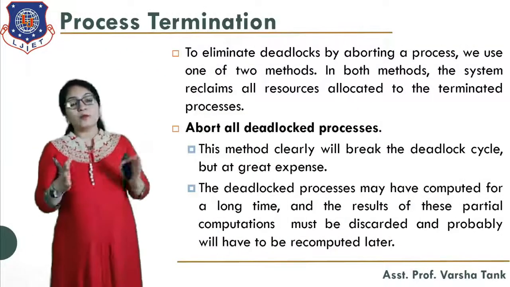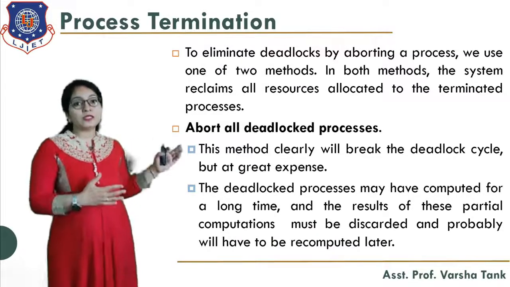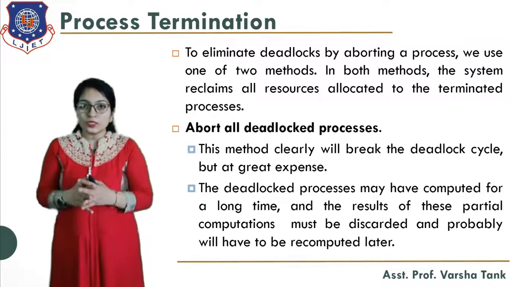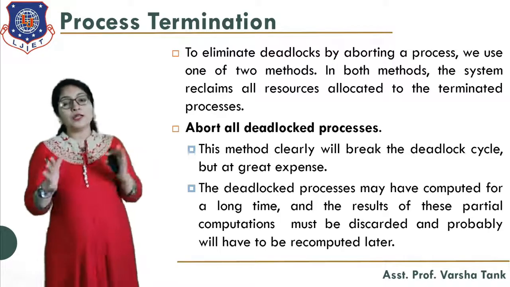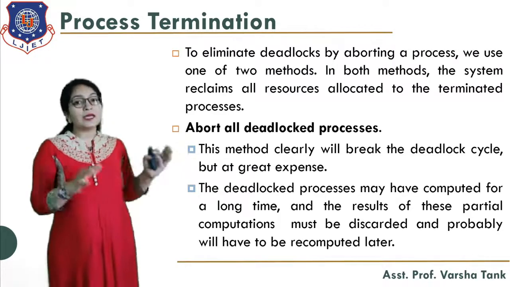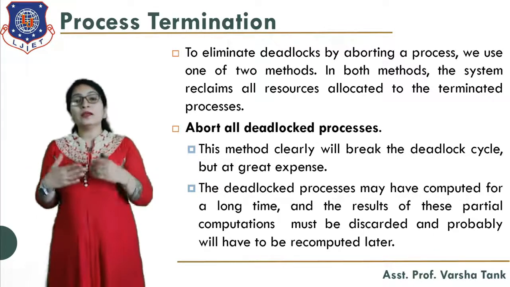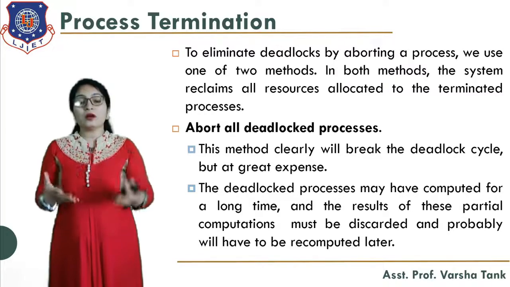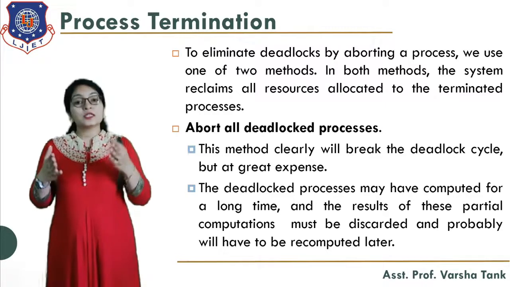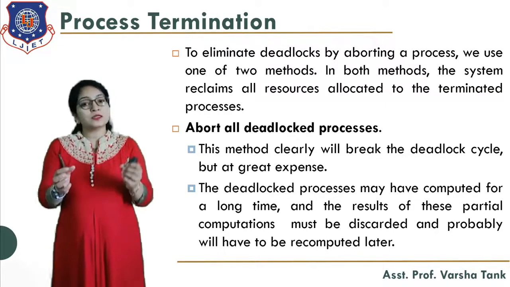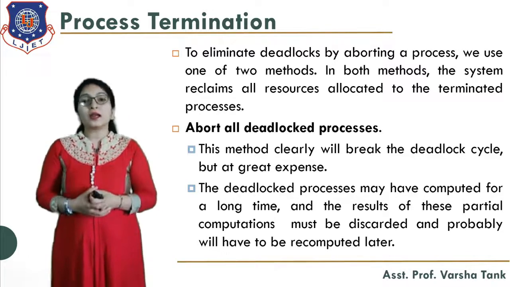Now to eliminate the deadlock by aborting a process, we use one of two methods. In the first method, the system reclaims all the resources allocated to the terminated processes. So abort all the deadlocked processes. This method clearly will break the deadlock cycle, but at great expense. There are many costs. A process may hold more resources, or may have completed much more of its task, with just some part remaining to complete its execution. So there is a great expense.